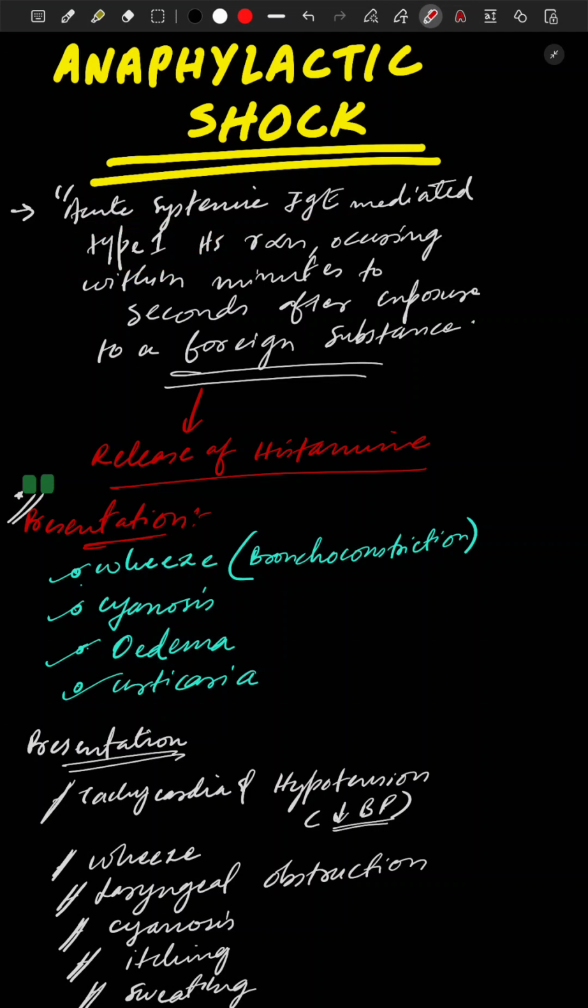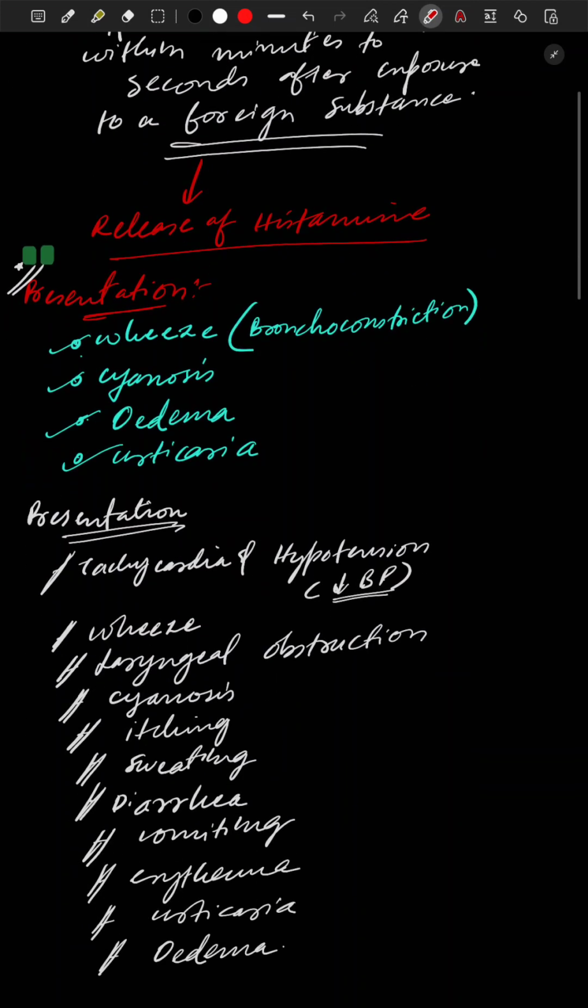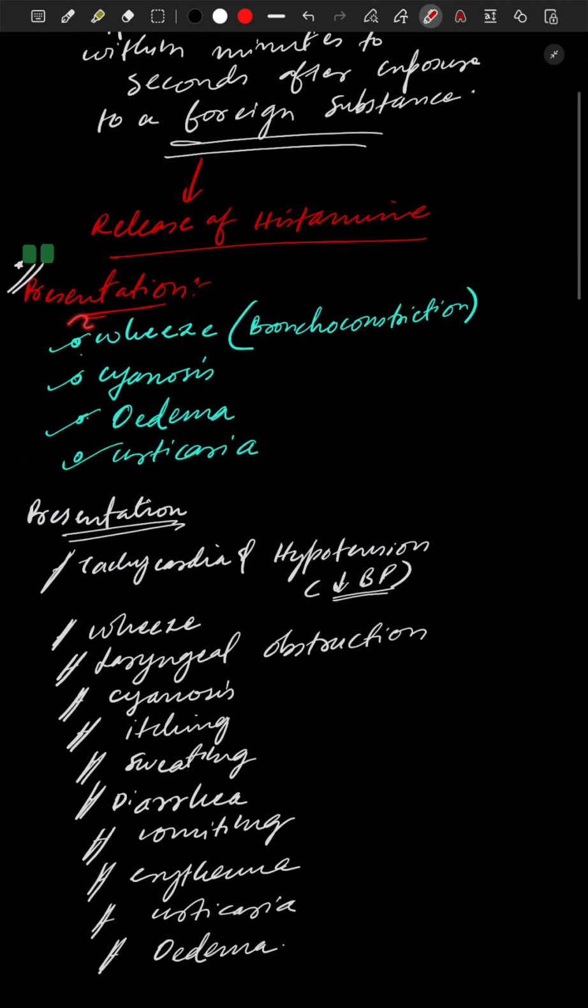Now if a patient is having anaphylactic shock, what is going to be the presentation of the patient? What are going to be the clinical features of the patient? There's going to be wheeze in the patient due to bronchoconstriction. The second important presentation is going to be cyanosis. There's going to be edema and urticaria in the patient.